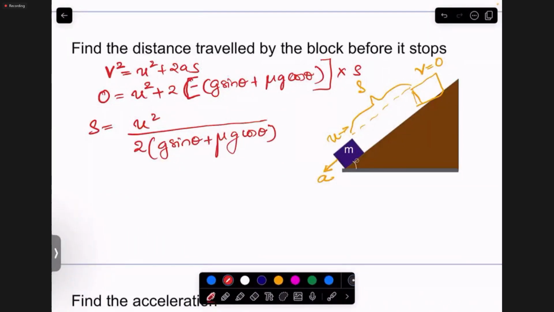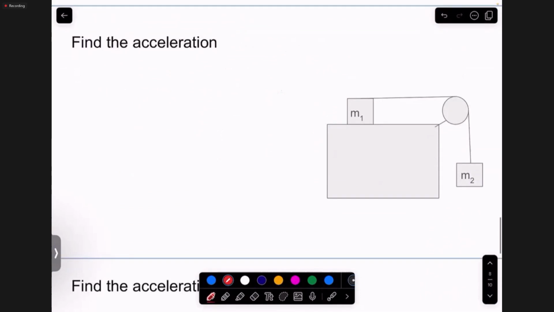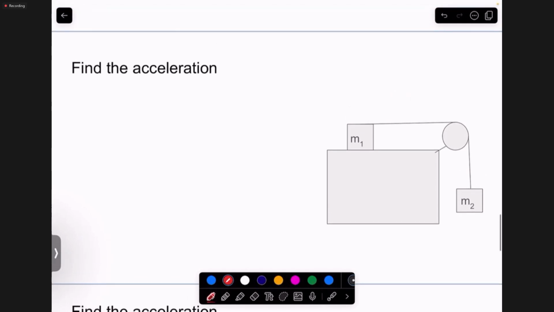This problem had only one challenge, that was calculating acceleration. After that, it was just a direct use of the uniform motion equation. Now another question, coming to this string pulley problem. There are two blocks over here, one is M1, another is M2, connected over a string, over a pulley. We need to find the acceleration of this block.